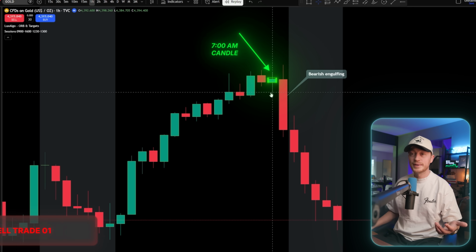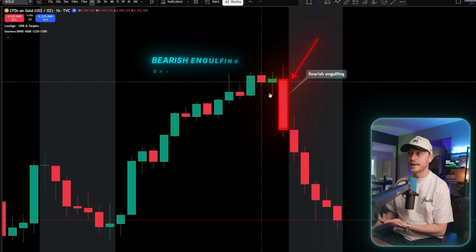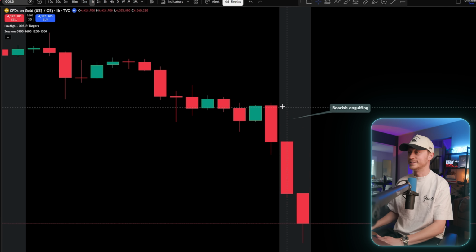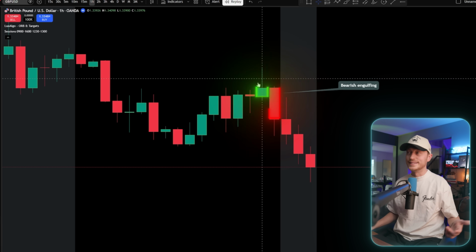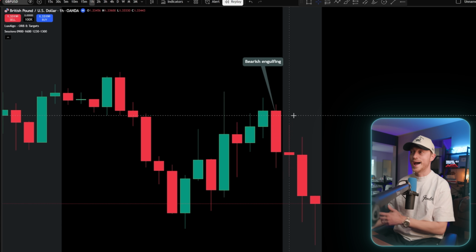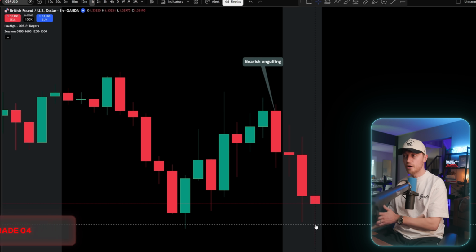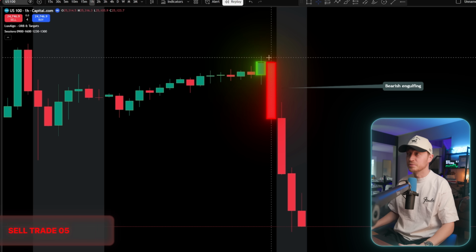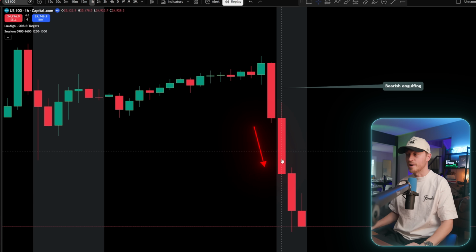I look at the 7 a.m. candle, the 8 a.m. candle, I get my pattern, price pushes down. Same exact thing here, same exact thing on a Forex pair. I get my pattern, price pushes down, and here on NASDAQ, I get my pre-session pattern, and then price pushes down.